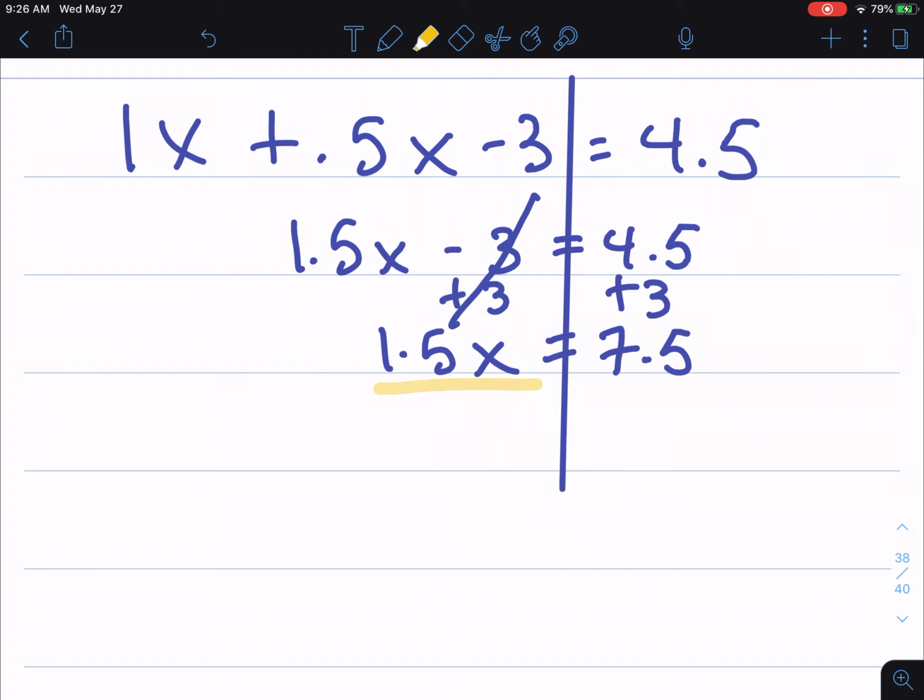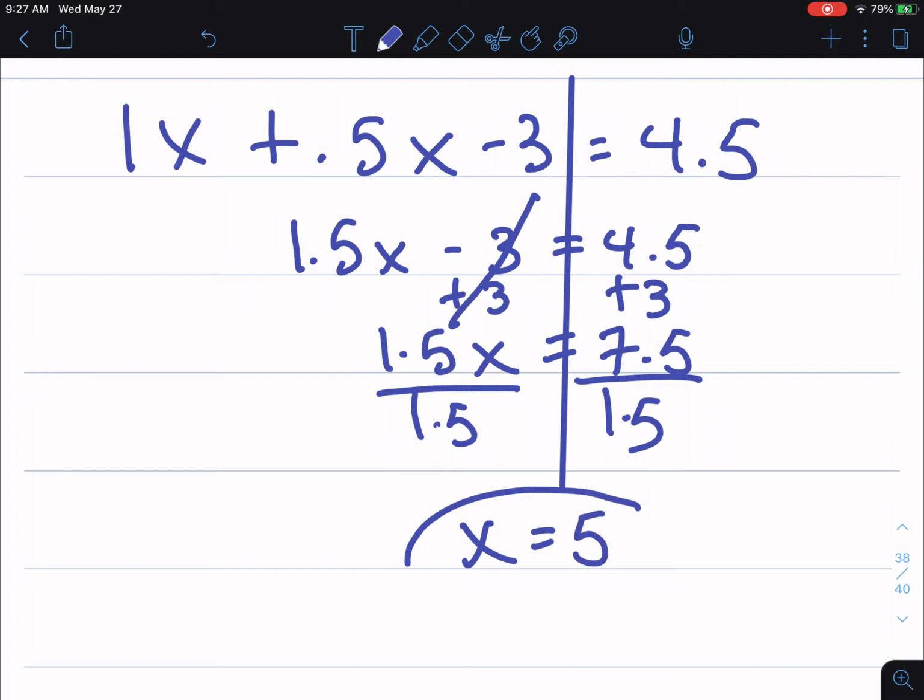Now I got to divide both sides by 1.5. So x equals, plug it in your calculator, 7.5 divided by 1.5. x equals 5. Very good. And that is combining like terms and multiple step equations all in one.